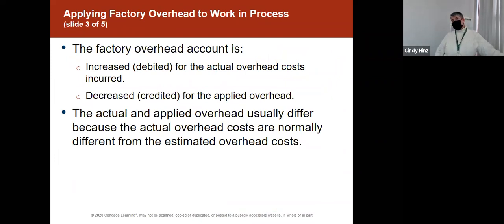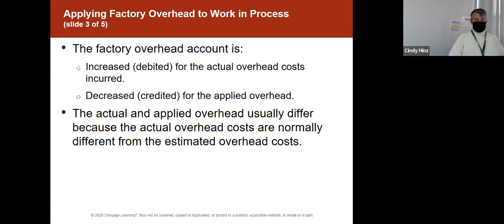We then apply overhead based on the actual number of machine hours or direct labor hours or direct labor dollars that are incurred. And at the end of the period, we're going to have a difference because the allocation rate is based on the budget and the actual allocation is based on actual hours. So the actual dollars we spend and the actual hours we work are likely going to be different. And in some cases, they're going to be really different from what the budget thought was going to happen.